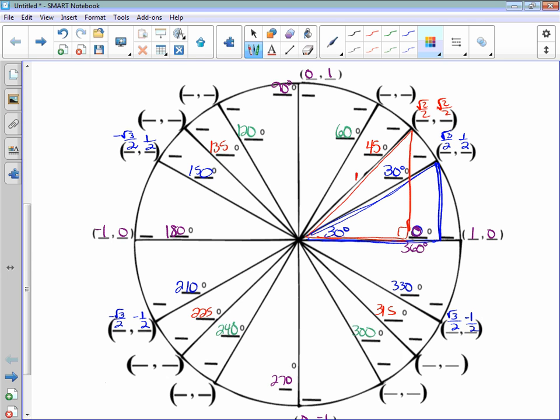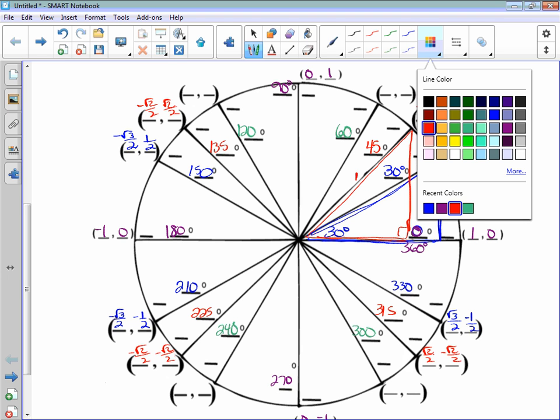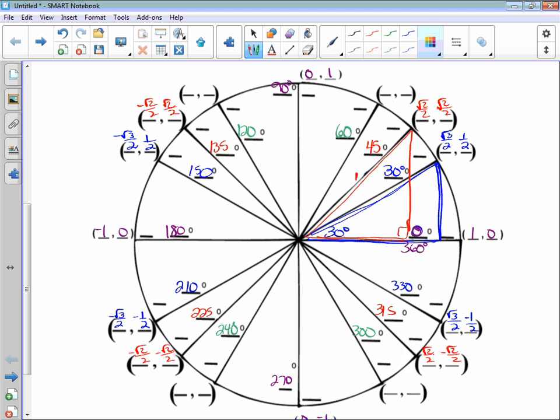So can you do the 135, the 225, and the 315 now? Yes, negative √2/2. √2/2. Both negative. Doing okay, guys?